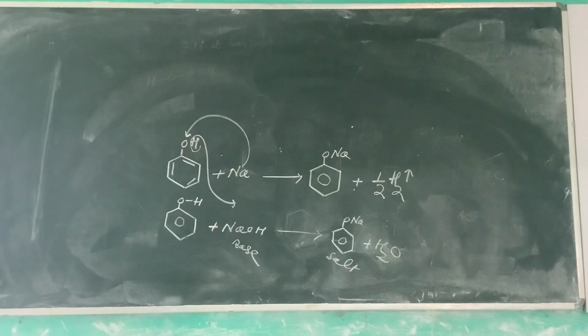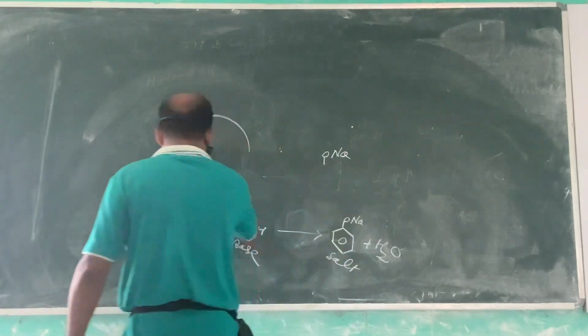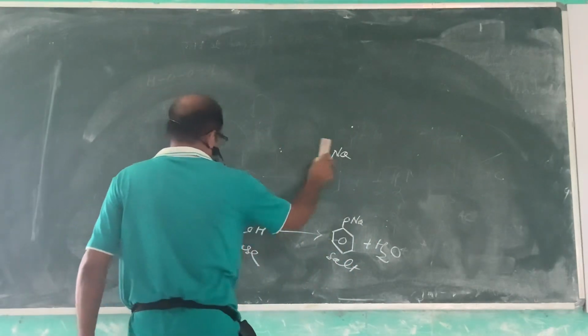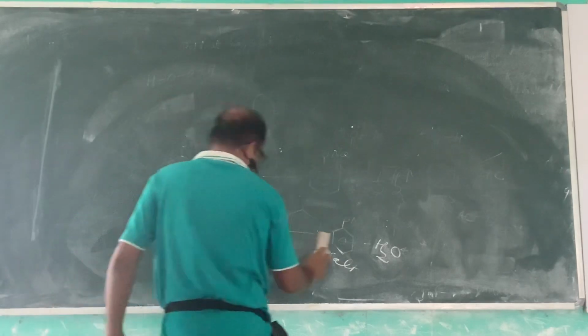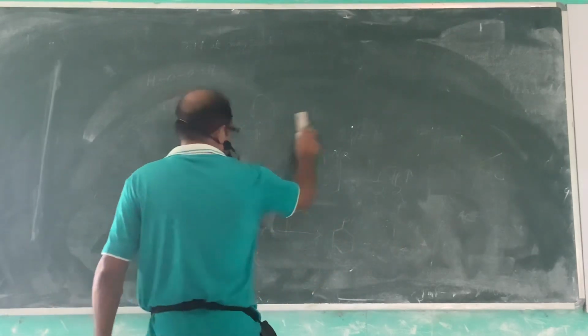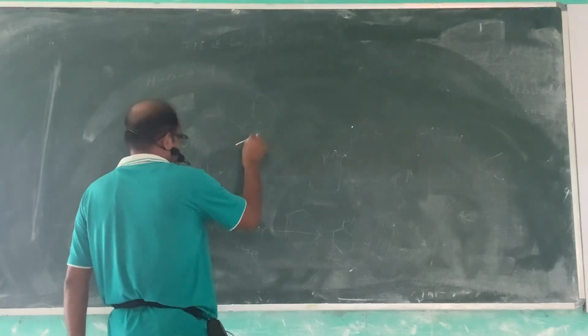Phenol is much more acidic than alcohol because phenoxide is a resonance stabilized ion, but the alkoxide ion is not stabilized by the process of resonance. That means when phenol gives H plus ion, as per its acidic nature, it produces phenoxide ion.